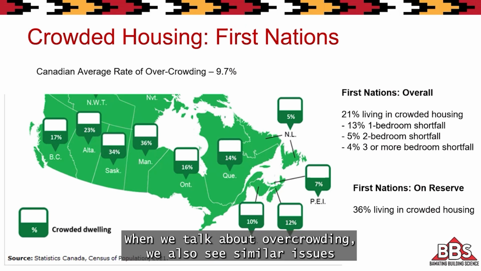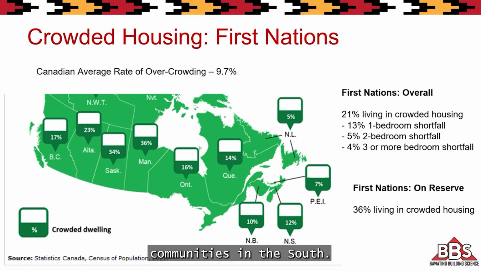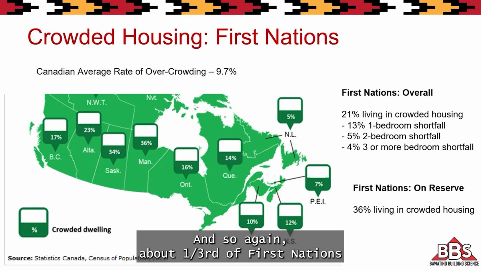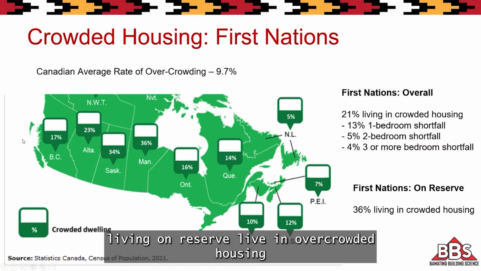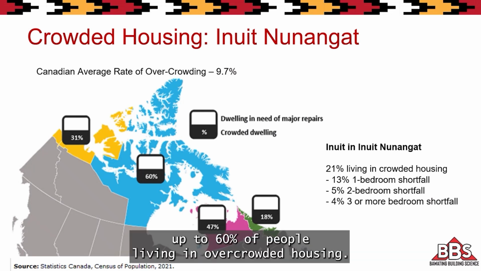When we talk about overcrowding, we also see similar issues between the Inuit Nunangat and First Nations communities in the south. Overall, 21% of First Nations people live in crowded housing. On reserve, that's even higher at 36%. And so again, about a third of First Nations living on reserve live in overcrowded housing. In the Inuit Nunangat, it's even higher, with, in Nunavut specifically, up to 60% of people living in overcrowded housing.